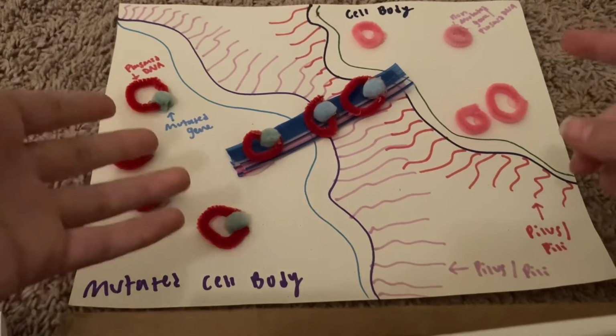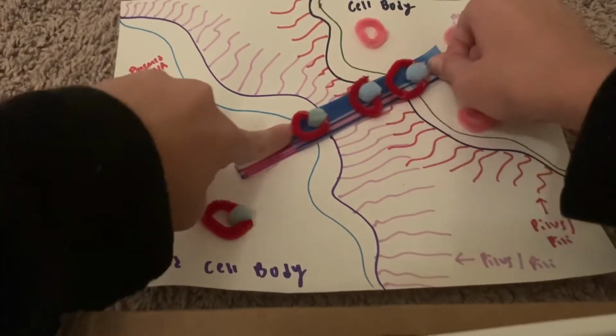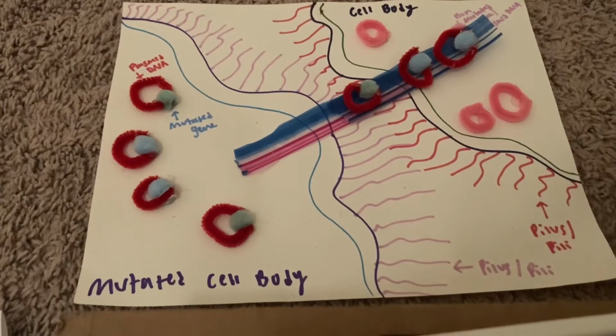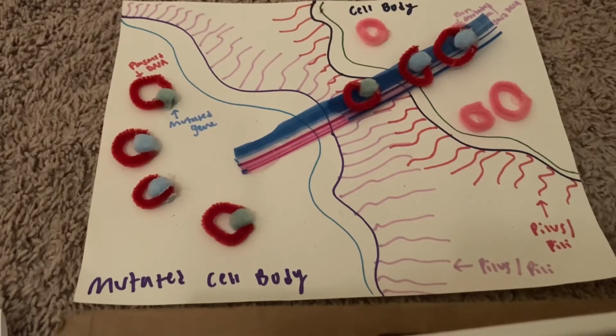So since it's been duplicated, this cell sends the DNA across the bridge, and now the other cell has the mutated gene, and it can replicate it all throughout. This transfer of DNA allows for both cells to contain the mutation and to spread it even more. So this is one way that a mutation spreads between many bacterial cells.